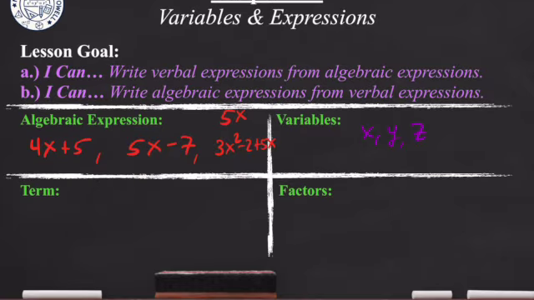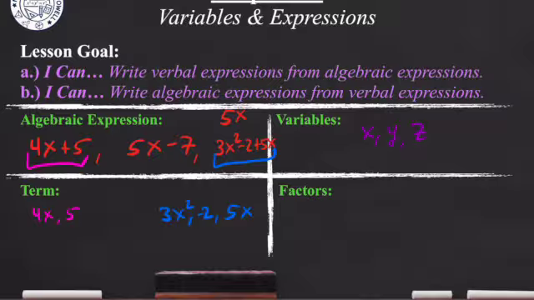A term is different parts of the expression. So in this example up here, this 4x plus 5, the terms of that are 4x and also 5. These are the things that are separated by the additions and subtractions. They can have multiplications as an individual term. If we are looking at this one over here, 3x squared minus 2 plus 5x, the terms of that are 3x squared, negative 2, and 5x. Those are terms. They are part of the expression, but they are considered to be terms.